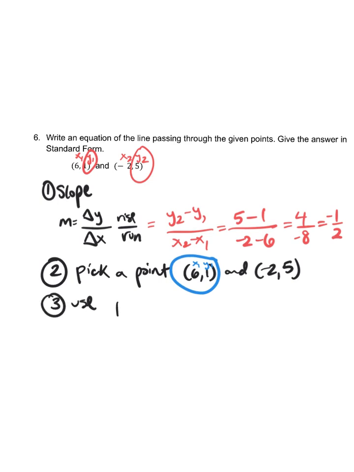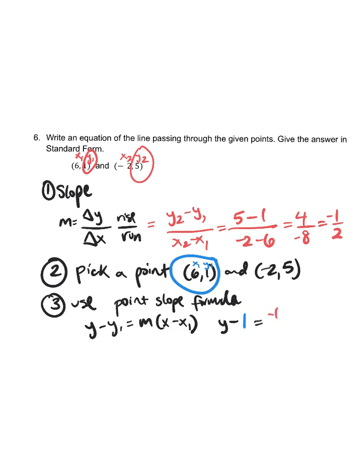our point slope formula, which is y minus y1 equals m times x minus x1. As I plug in the information that I have, that gives me y minus my y1, which is 1, equals the m value that I have, negative 1/2, times x minus x1, which is 6.